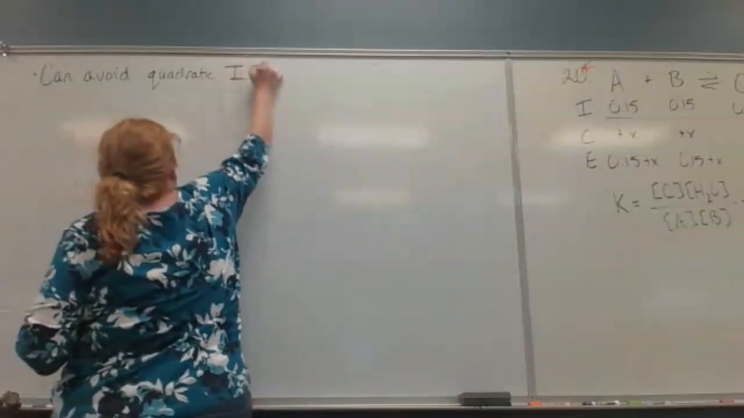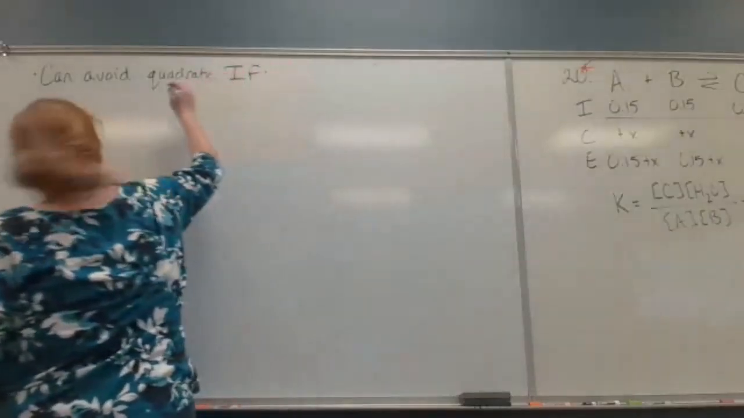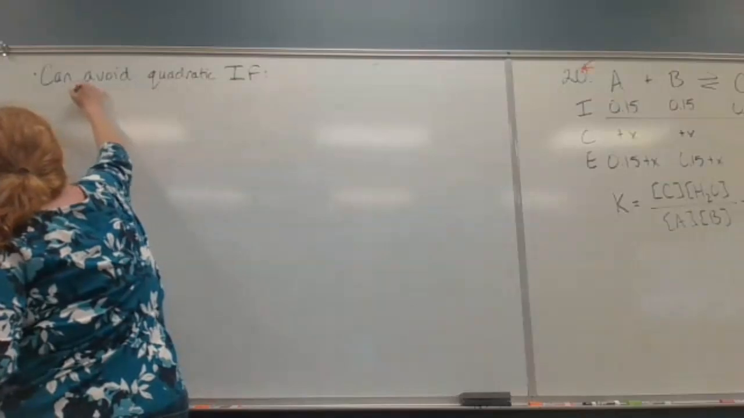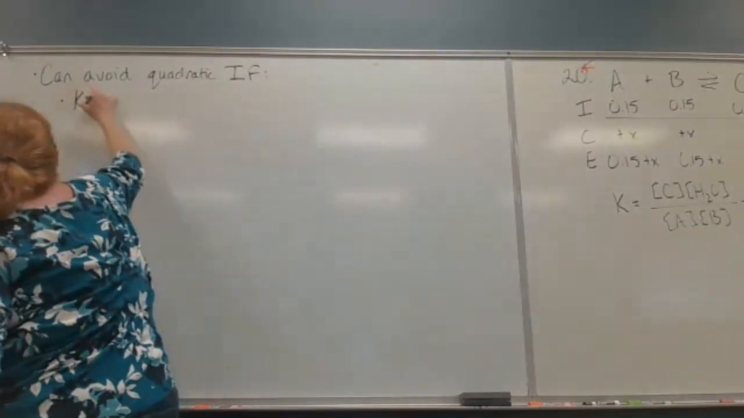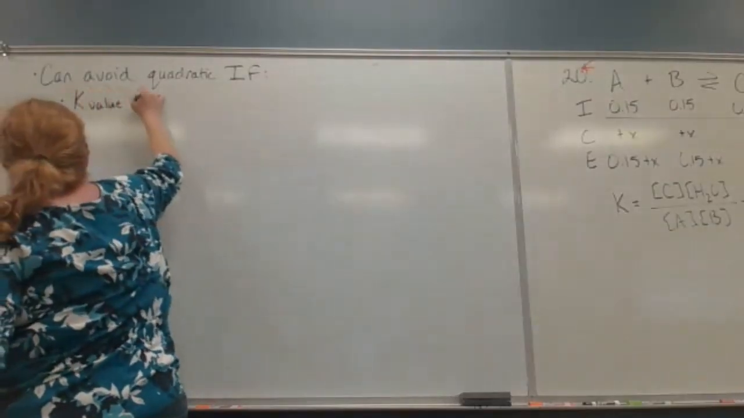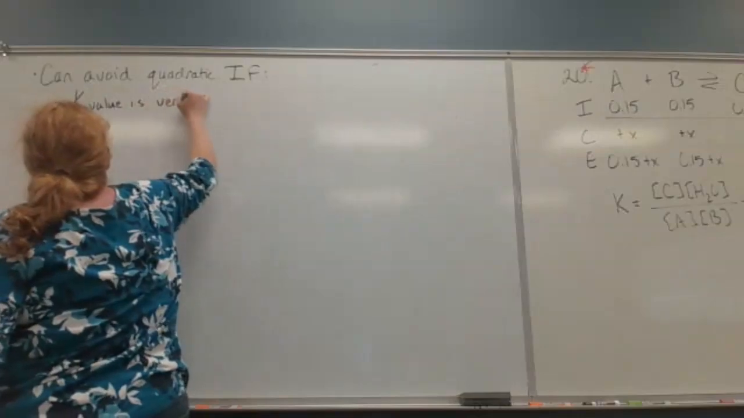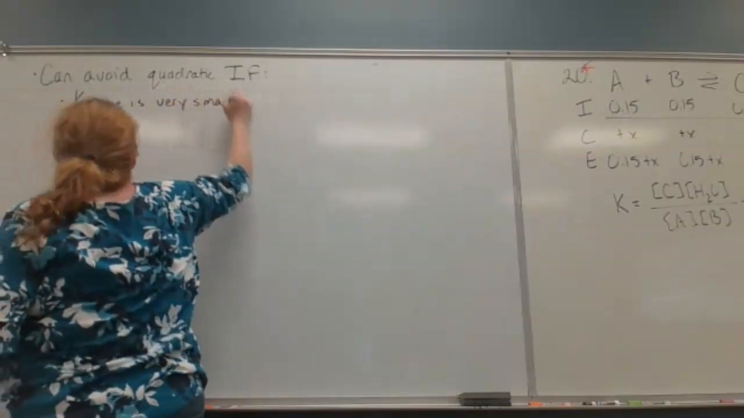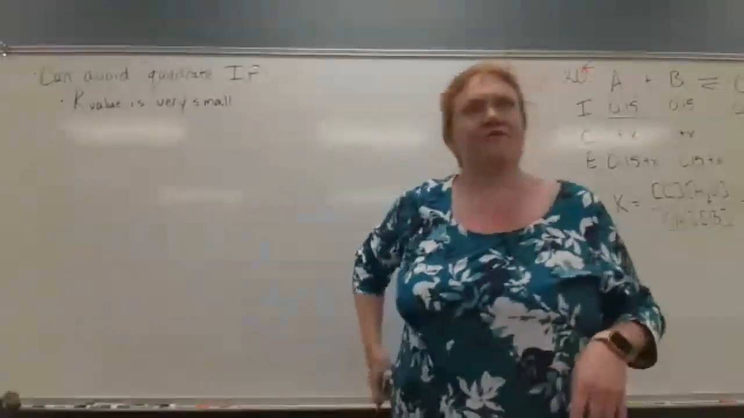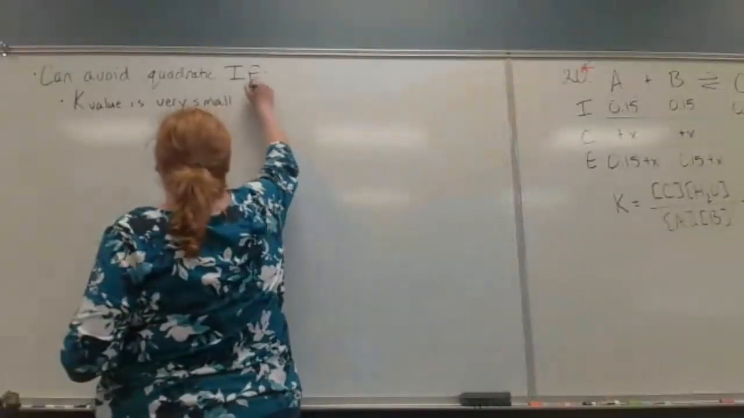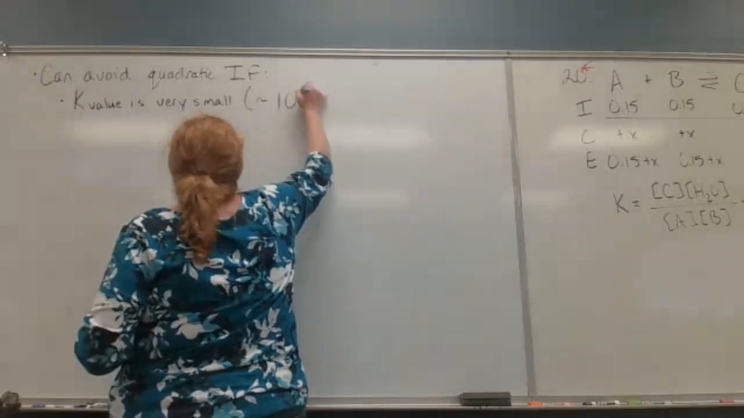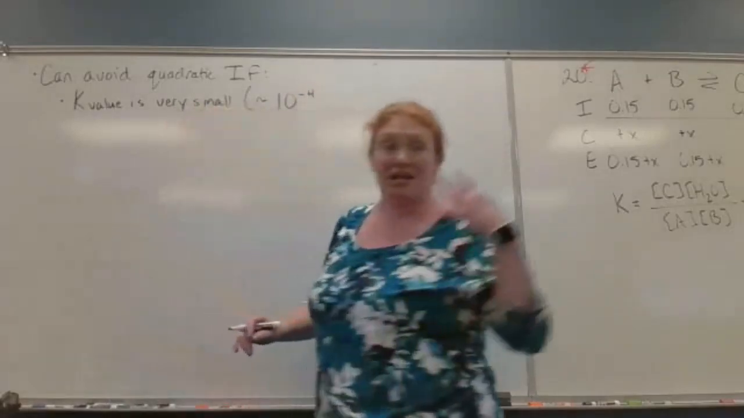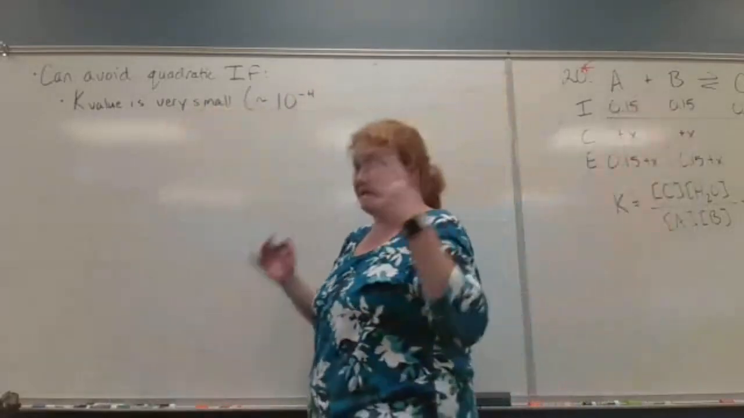If these conditions are true, if your K value is very small. What do I mean when I say small? How small? We're talking about it needs to be times 10 to the negative fourth or less kind of small.